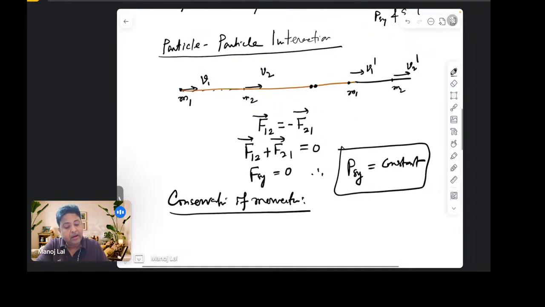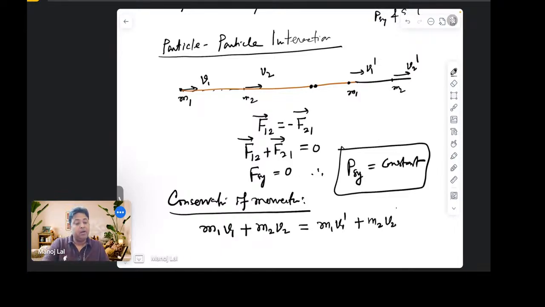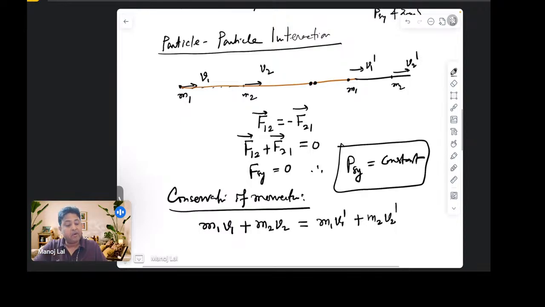All right. So I can write initial momentum m1 v1. I am considering right side to be positive. m1 v1 plus m2 v2 is equal to m1 v1 dash plus m2 v2 dash. All right. So this is the momentum of the system, and that is conserved. Initial momentum is equal to final momentum.